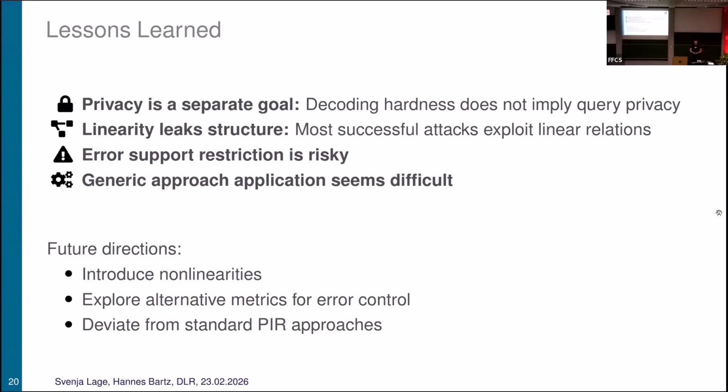And of course, error support restriction is risky. We know there are some schemes that use this. You just have to be careful. And a generic approach seems very difficult at the moment, but we're still working on it. Maybe alternative metrics could be interesting. Further directions also include nonlinearities, and maybe not using the standard PIR schemes as blueprints.